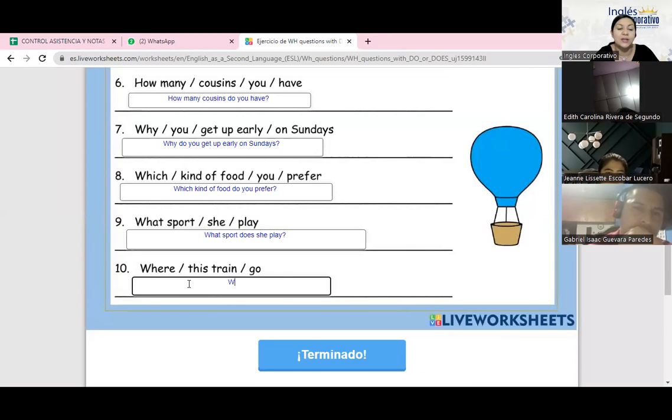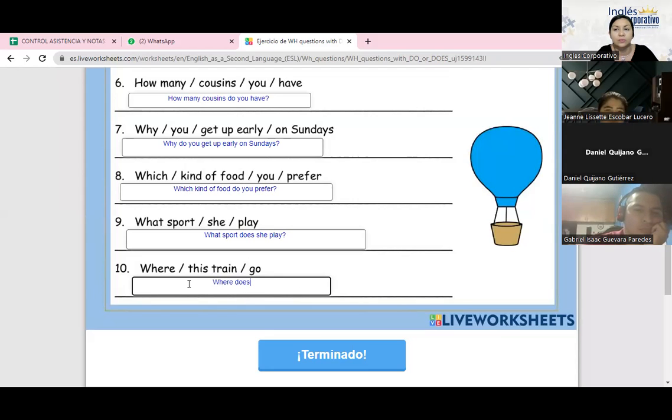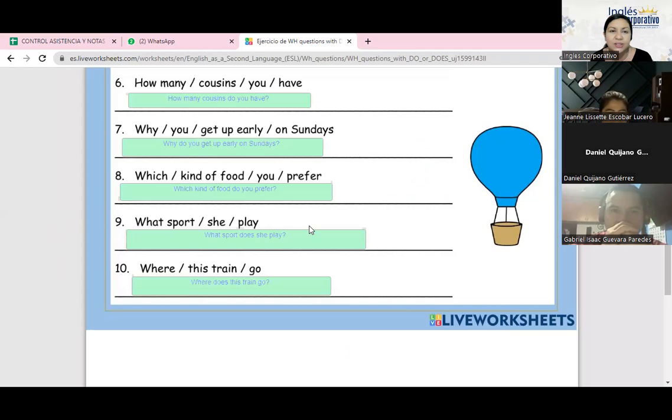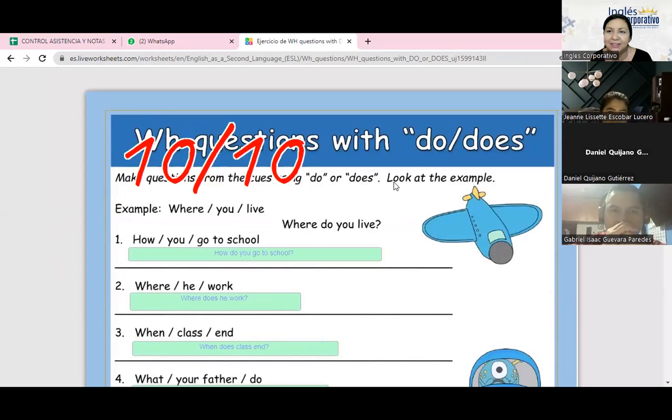Yes, and the last one. Where does this train go? Exactly, because train is third person singular. This train goes to Sonsonate. Okay, we finish. We check the answers. And voila, you got an excellent score. Very good. Good job.